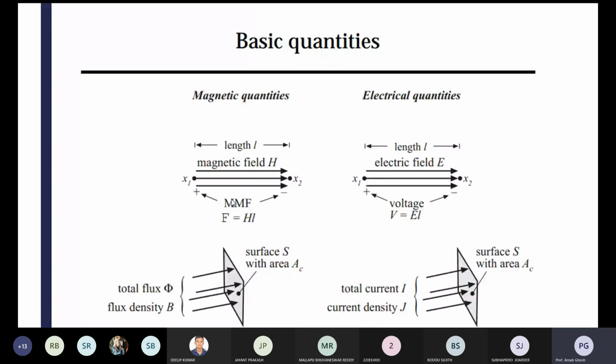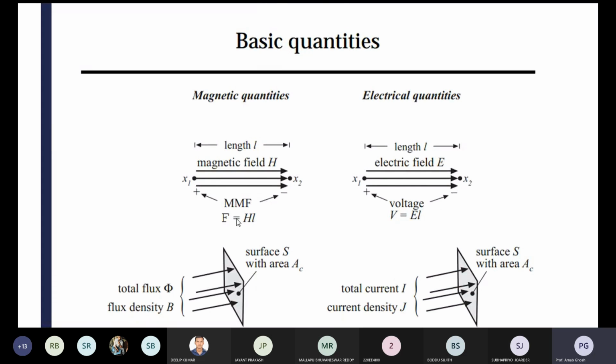Okay, that's the problem. In magnetic quantities, you can see what the function of the reluctance is. It is L, the length of the field, the length of the conductors, and the magnetic field H. So you can say the MMF is equal to H into L. H is the field intensity, L is the length of the conductor. So it is flowing from x1 to x2.